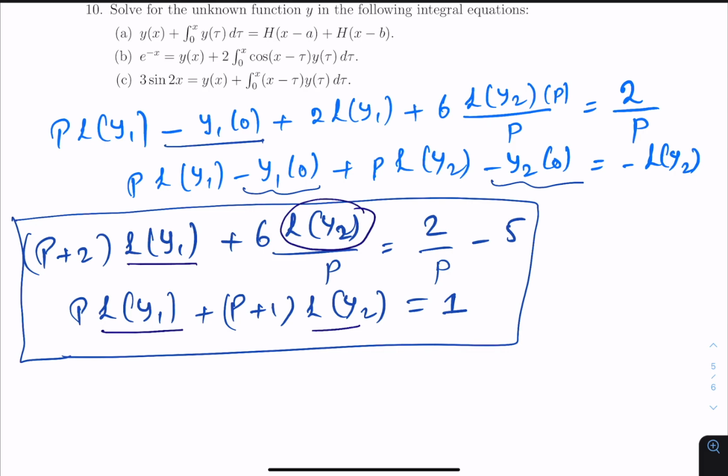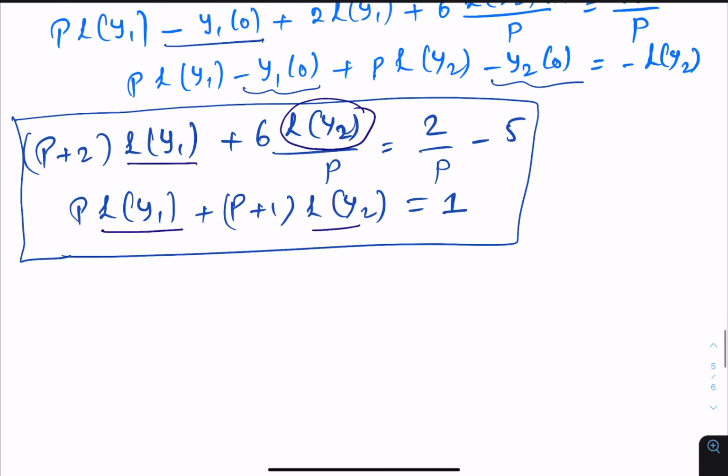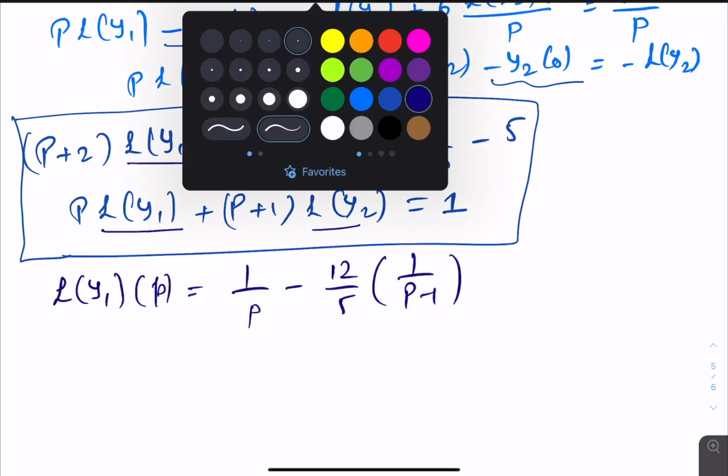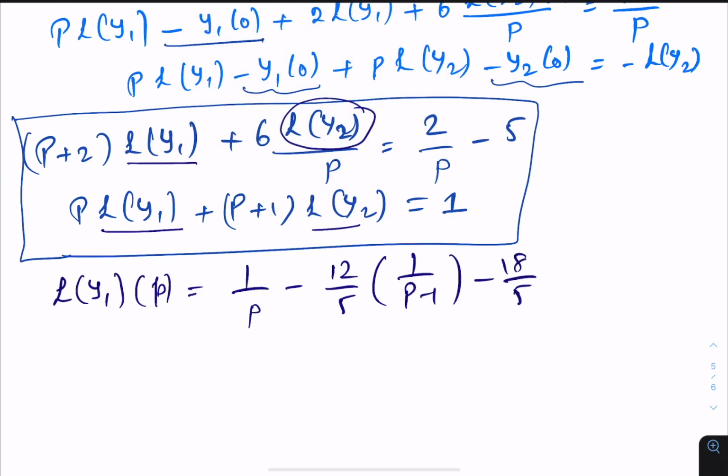So it's a system of equations, you can solve them. In the process of solving you might also have to use partial fractions and so on. So I will leave it for you to do. If you do that, you should get the solution, the Laplace transform of y1 to be 1 by p, minus 12 by 5, 1 by p minus 1, minus 18 by 5, 1 by p plus 4.